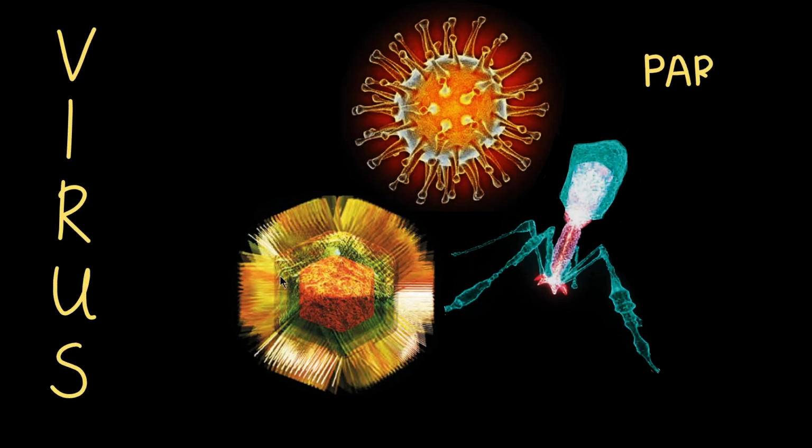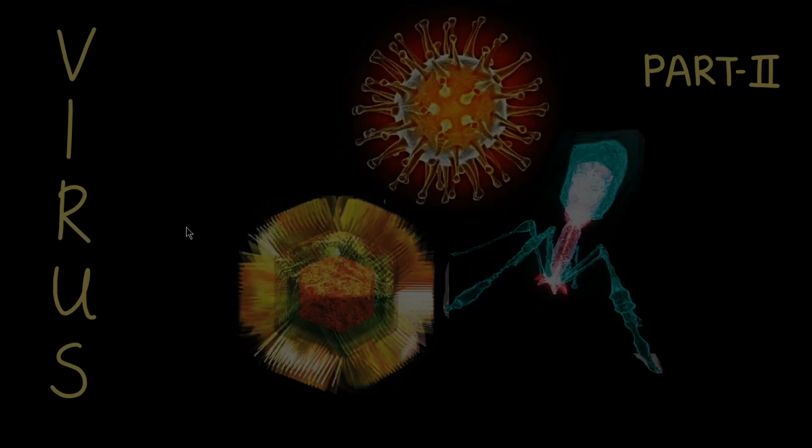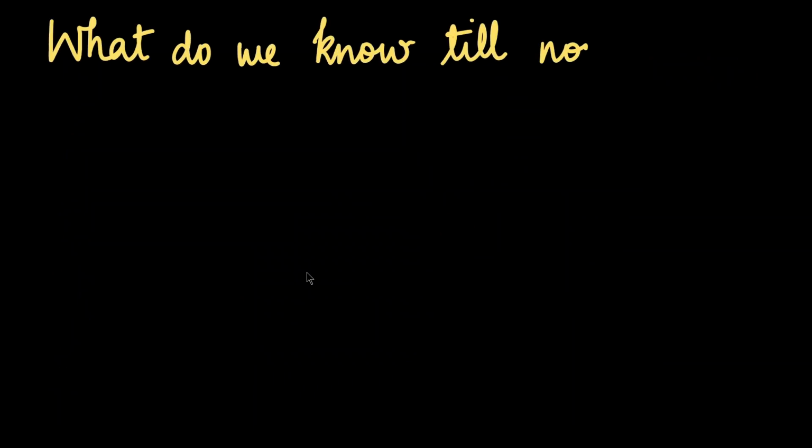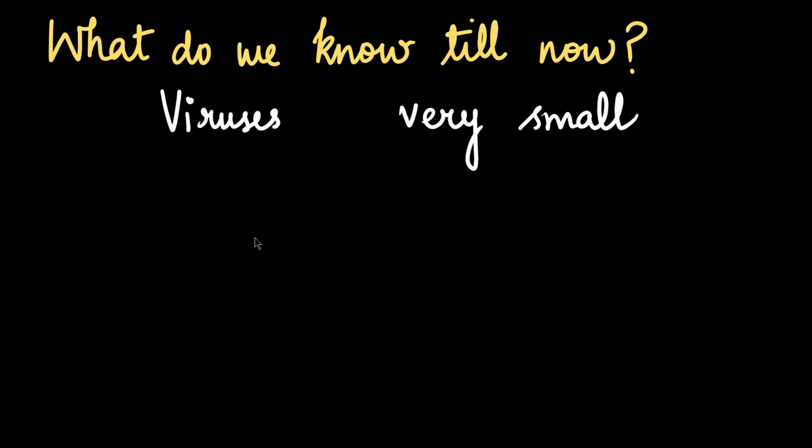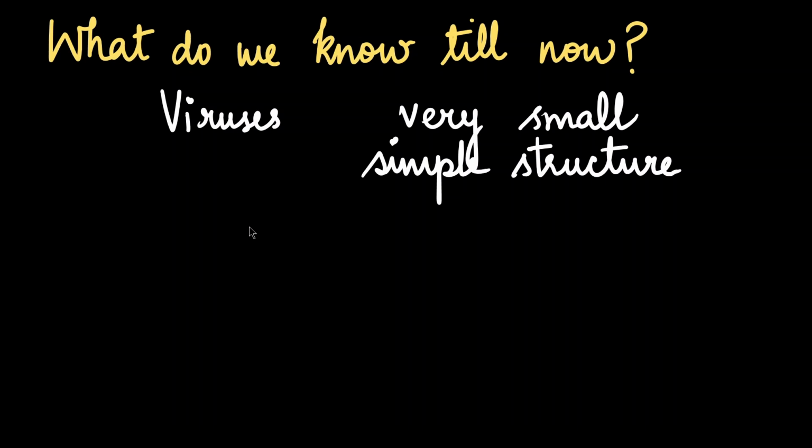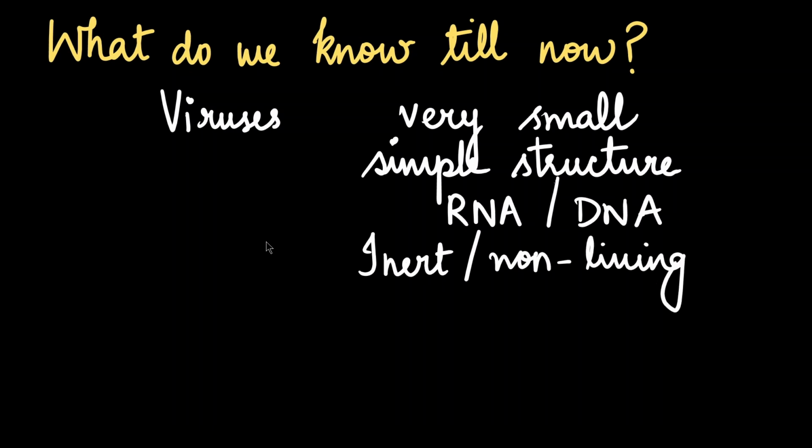Let's continue with our learning of viruses. So, what have we seen till now? We know that viruses are very, very small in size compared to all the other microbes. They have a very simple structure. They can have RNA or DNA as their genetic material, and they are inert or non living.